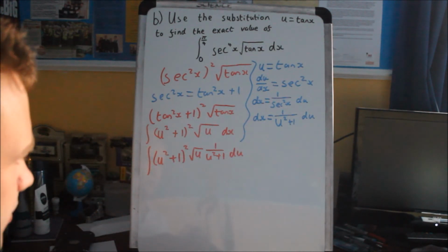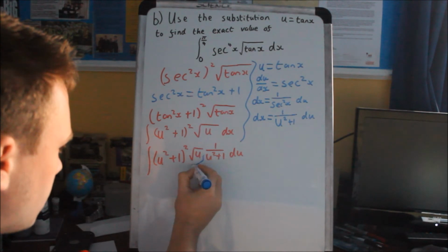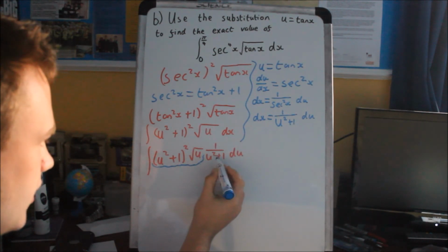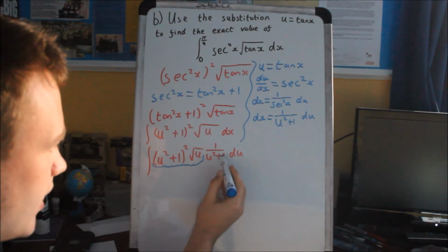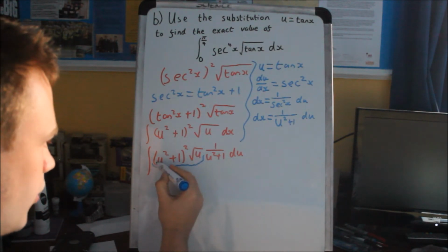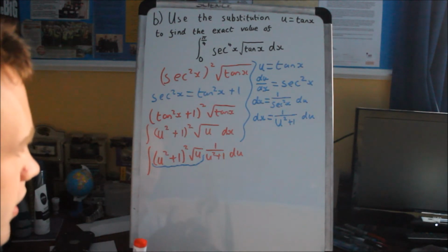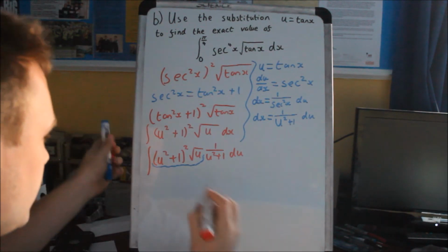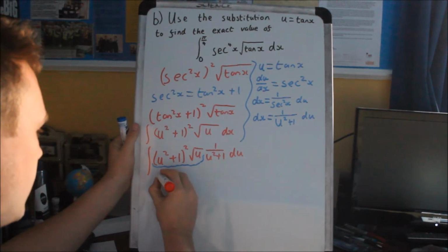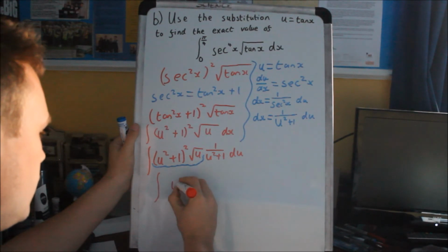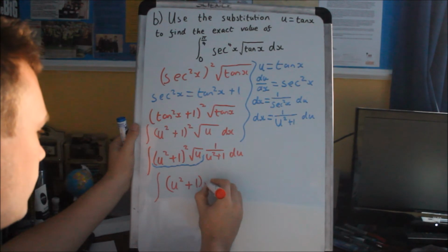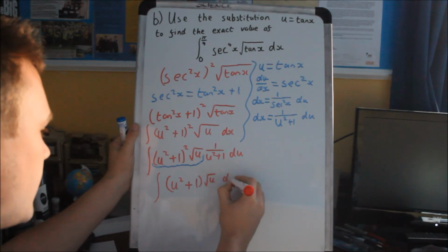And when you times that out, all of this bit is going to be the numerator, and then this will be the denominator. So one of these u squared plus 1 can cancel with one of this u squared plus 1. So completely get rid of a fraction and take this from squared down to just a single u squared plus 1. So we're going to be integrating u squared plus 1 lots of root u with respect to u.